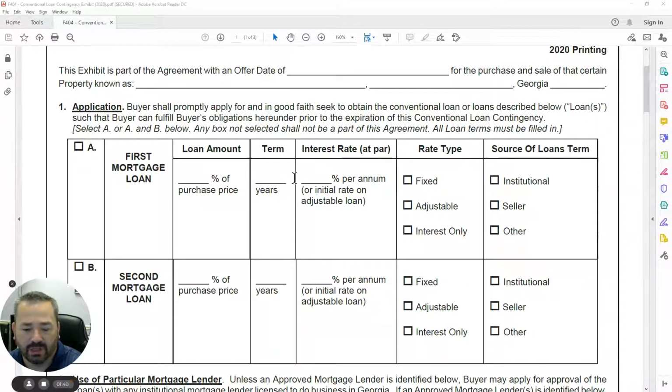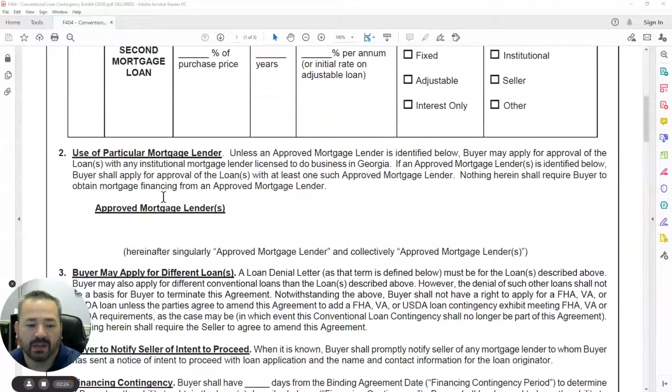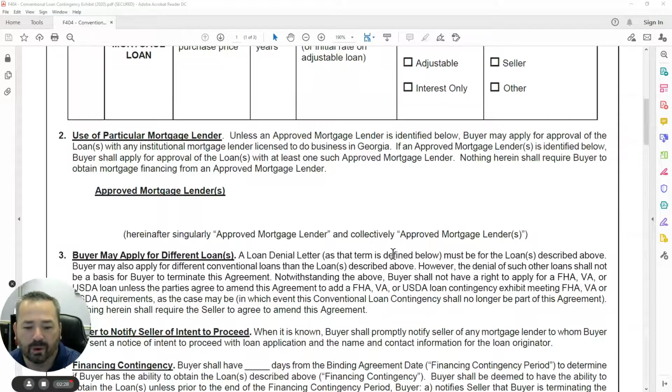The typical term is 30 years, but there is the option that it could be 20, could be 15. What's our interest rate? Okay. And that cannot be a to be determined, and it cannot be left blank. Otherwise, you are leaving your buyer unprotected. We're saying that they can get their earnest money back if they can't get this loan, and you haven't defined what the loan is. So all of these spaces need to be filled out. So 80% of purchase price, 30 years, 3.25%, fixed and institutional.